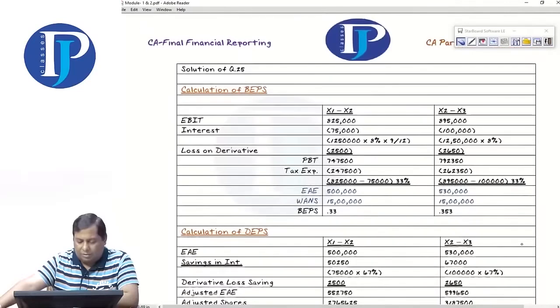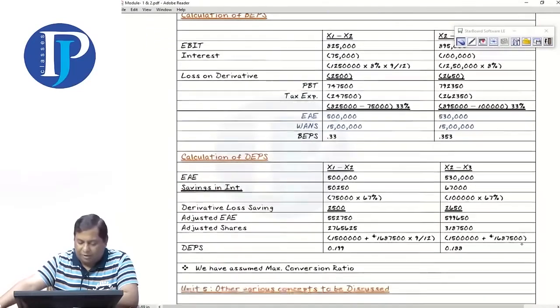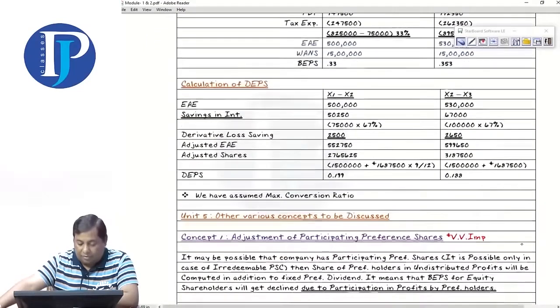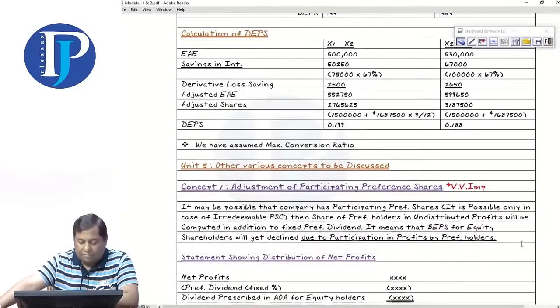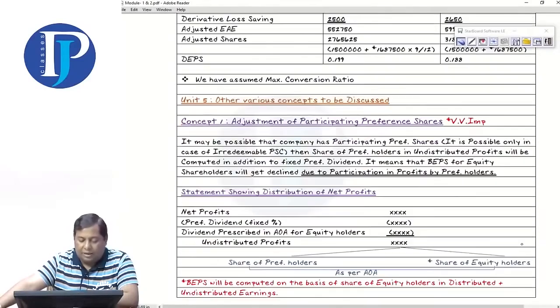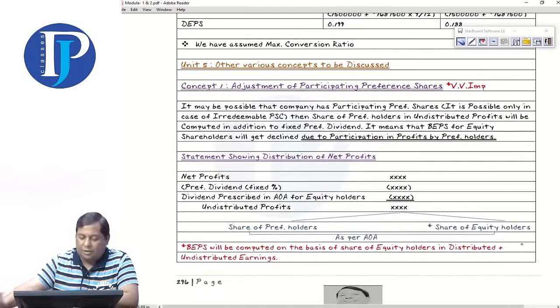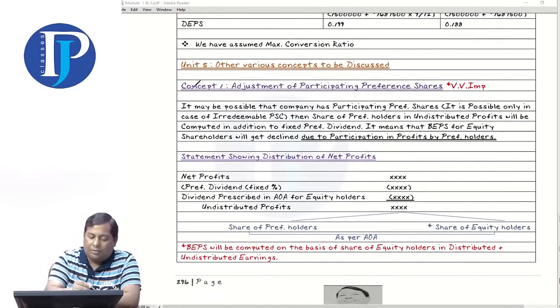Okay, so after that we have done question number 25. After that, various other concepts began. The first point in it was participating preference shares.